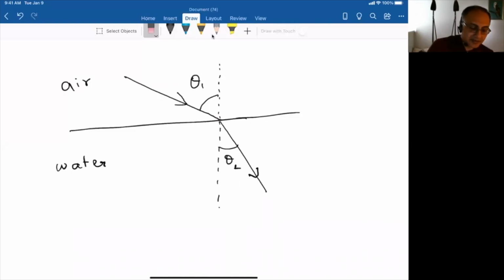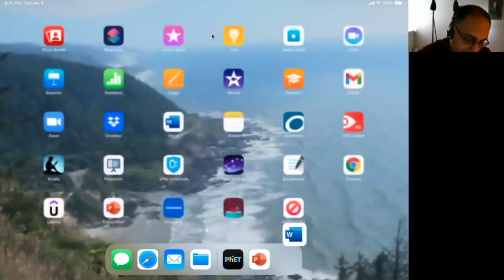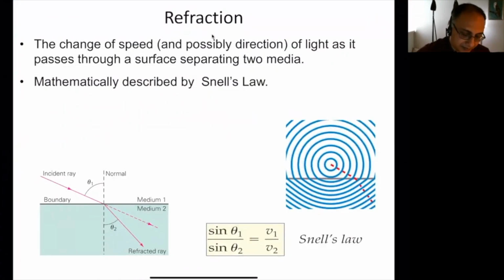All right. So Snell's law says that sine θ1 divided by sine θ2 is equal to v1 divided by v2, right? So Snell's law, but it's written in a slightly different way. So I'll just introduce that for now. So this is Snell's law.